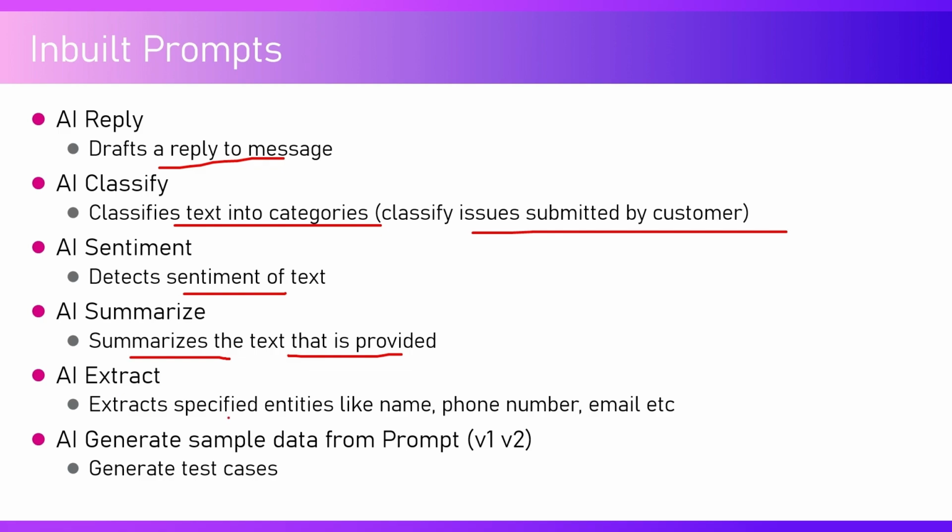AI extract extracts specific entities like name, phone number, email, color, city, continent, etc. AI generate sample data from prompt, V1 and V2. Basically, this one generates the test cases.